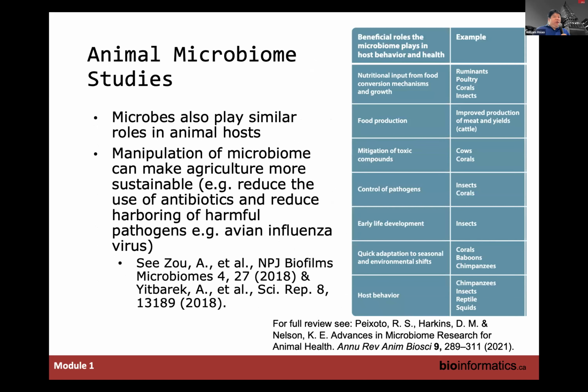So that was mostly on the human microbiome, but there are also many more animal microbiome studies that have been done, and I just heard one here. They play similar roles in the animal host, and manipulating the microbiomes can actually make agriculture more sustainable. For example, reducing the use of antibiotics and reducing the harboring of harmful pathogens through the use of microbiome or other ways of manipulating the microbiome.